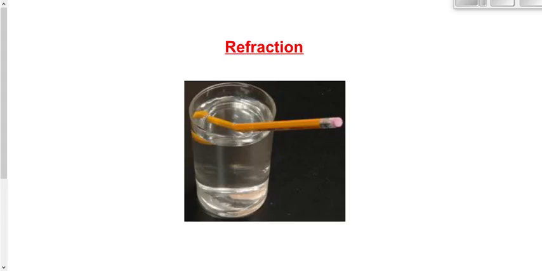Clearly, the pencil that's in the water is going to follow in a straight line from where it was before. But it looks like it's bent because the light changed direction when it left that water-air boundary. Now, why does it do that? Why does the light, or any wave for that matter, change direction when it goes from one medium to another medium?